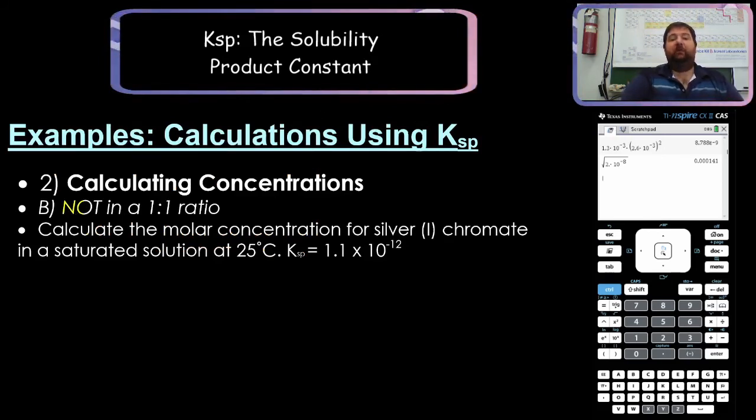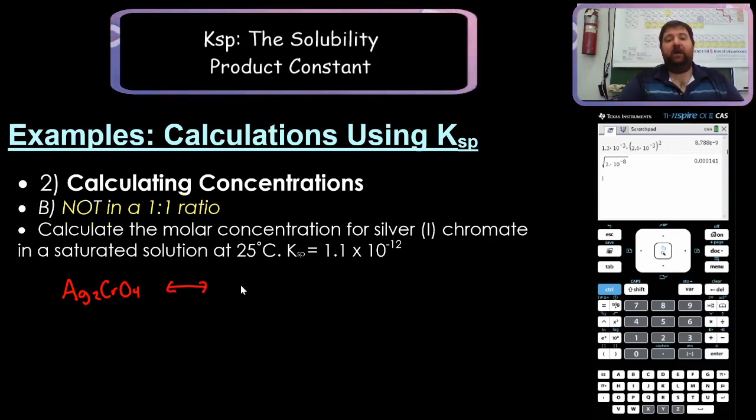So what happens when it's not in a 1-to-1 ratio? Let's give something like that a shot. The steps are going to be kind of similar. So we have silver chromate. Silver is Ag. Chromate is CrO4. Now, silver has a charge of 1+, but I believe that CrO4 has a charge of 2-, so it's going to be Ag2CrO4.